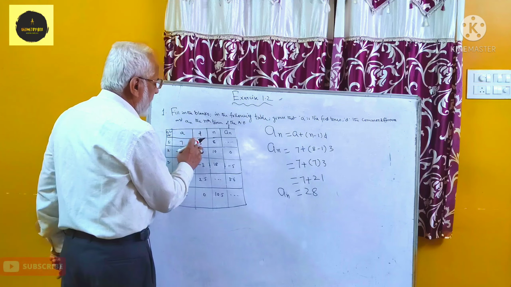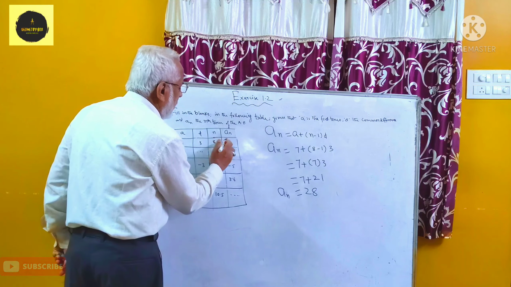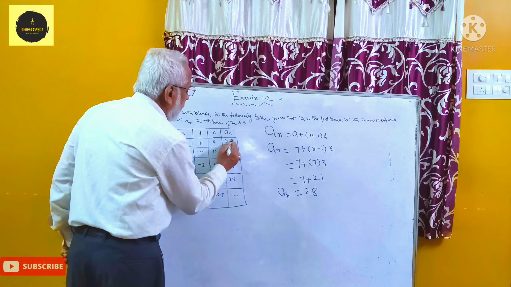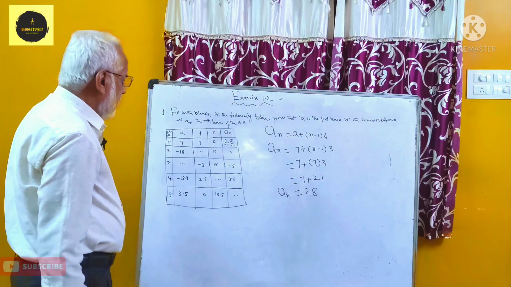So come to the table here. In serial number 1, a is 7, d is 3, n is 8. So for an, what do you have to write? In the place of an you write 28, and 28 is the value of an.